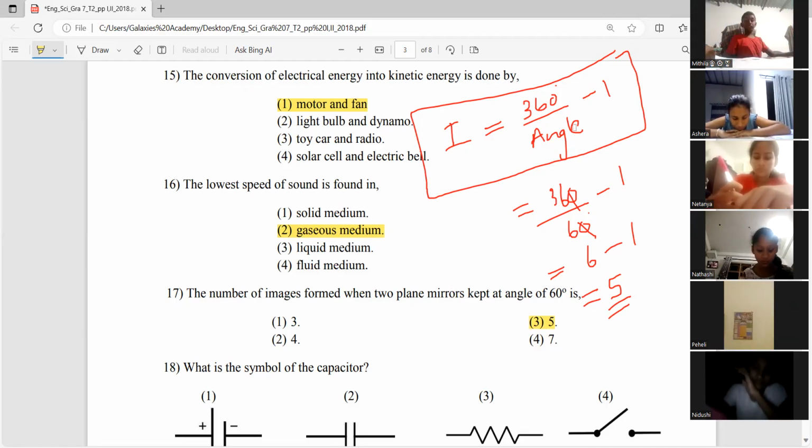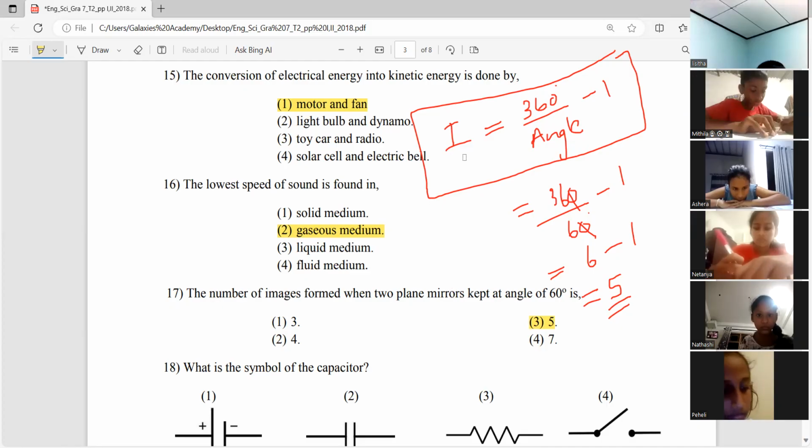Remember this formula. Here I stands for the number of images. Number of images.